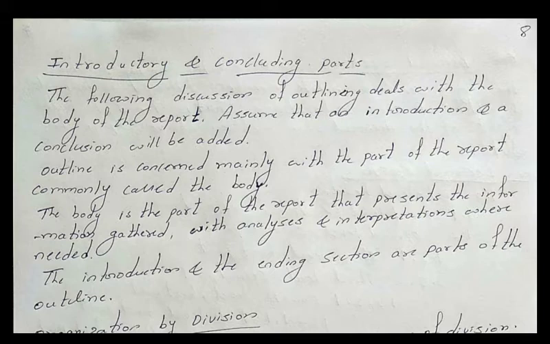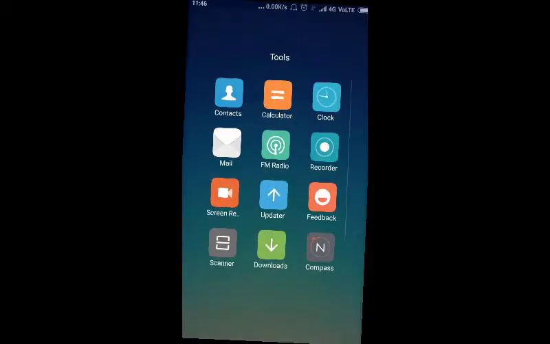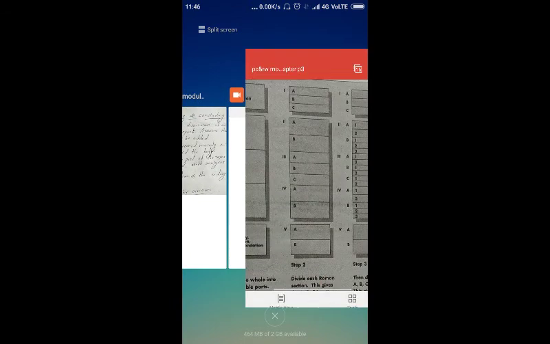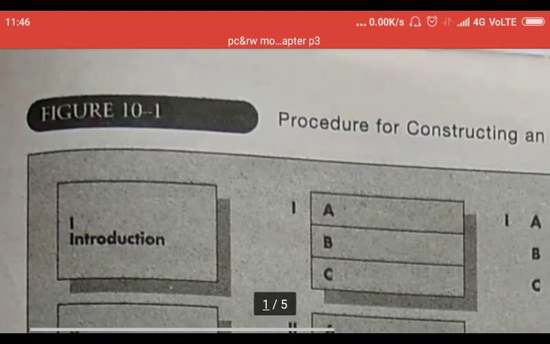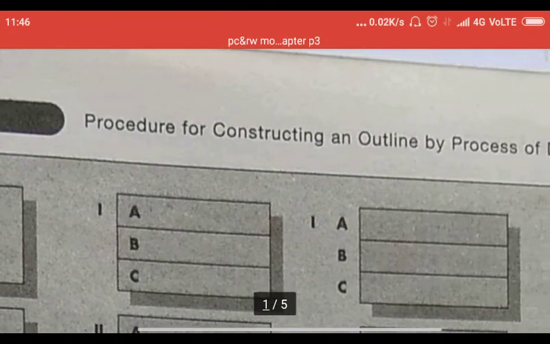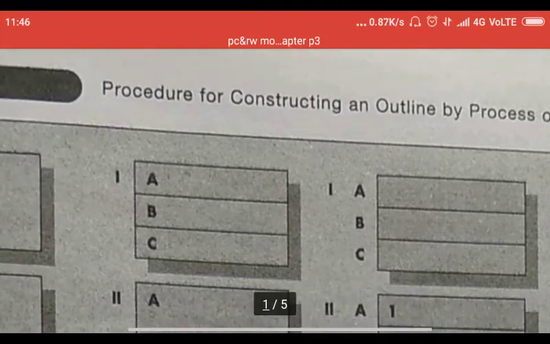Now we are going to see organization by division, how you have to divide the different parts of the report. You divide it into a number of first level parts. In that you can divide into a number of second level parts. In that, if you want, you can divide into a number of third level parts. Is it clear? So there is a procedure, and based on that procedure you are going to divide this. Here I am going to show you the example. So this is the diagram, showing the procedure for constructing an outline by the process of division.